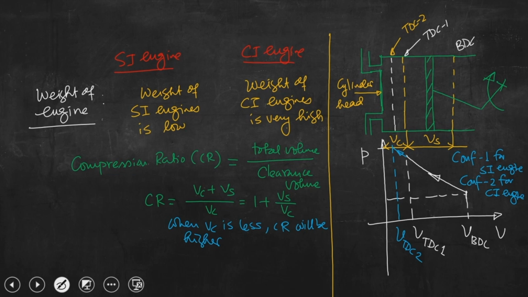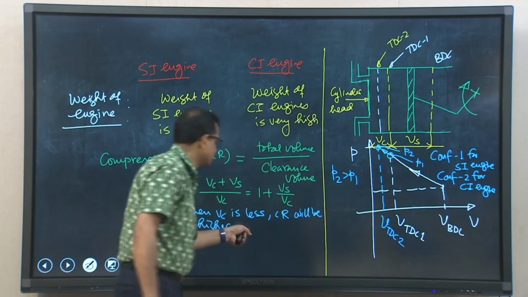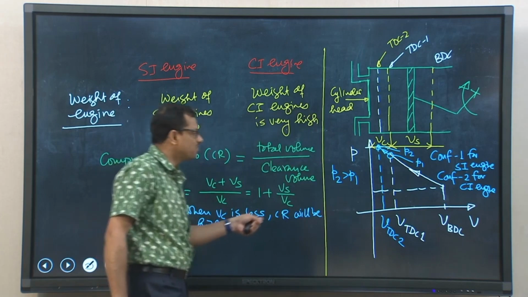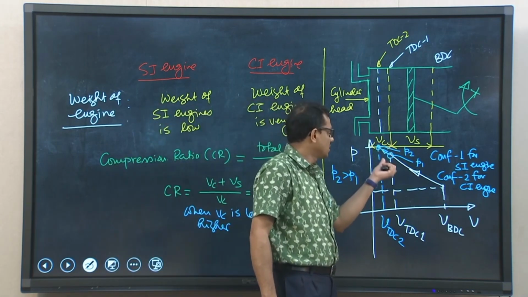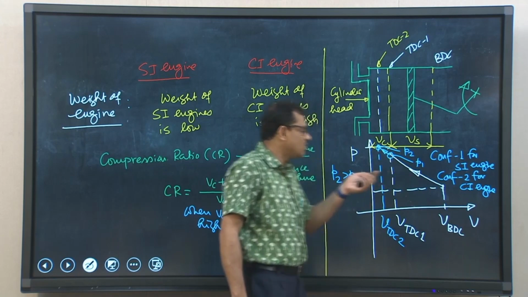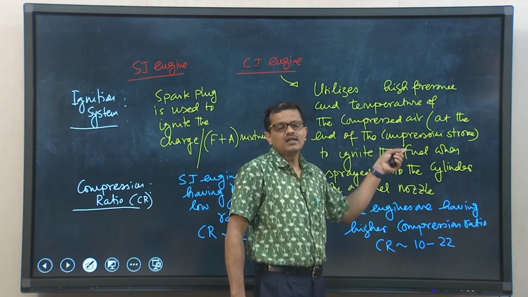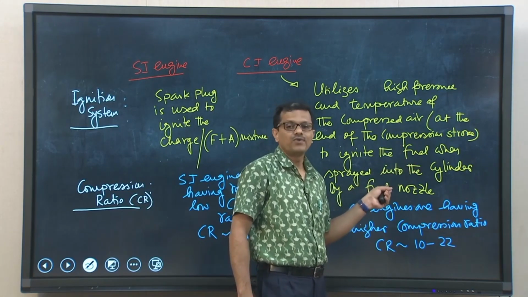So, basically now this particular pressure is say P2 and this particular pressure was P1. So, you can see P2 is greater than P1. So, the pressure at the end of the compression stroke will be definitely higher for configuration 2, that is the CI engine we have considered over here, because compression ratio will be high. So, if we increase the compression ratio, what we can see, Vc must be reduced. The consequence is that pressure will increase, and that high pressure will allow fuel to auto ignite the moment when it is sprayed into the cylinder by a fuel nozzle.